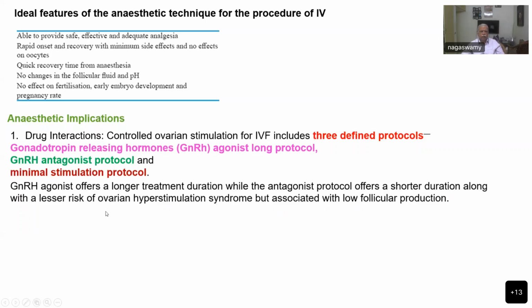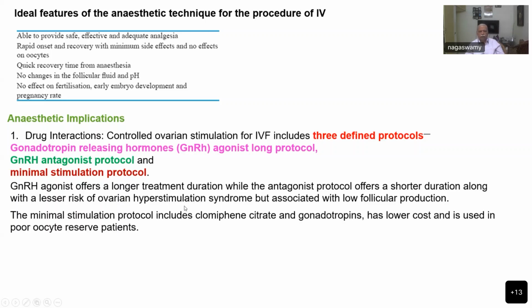This ovarian hyperstimulation syndrome is sometimes asked as a short note question in your theory paper, and you have to classify it into mild, moderate, and severe. The main effects are due to the excessive levels of estrogen causing fluid retention, abdominal swelling, and whole body swelling. All these things can happen, and the mother can have severe pain because of OHSS. The minimal stimulation protocol includes administration of clomiphene citrate and gonadotropins, has a lower cost, and is used in patients who have very poor oocyte levels.